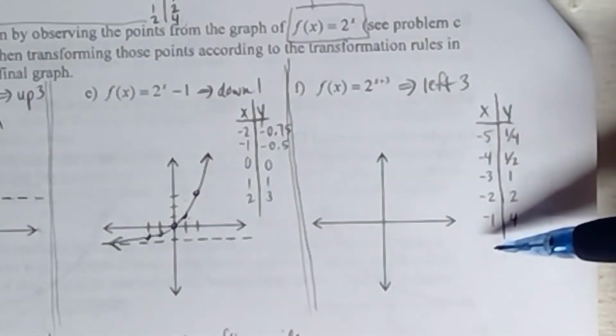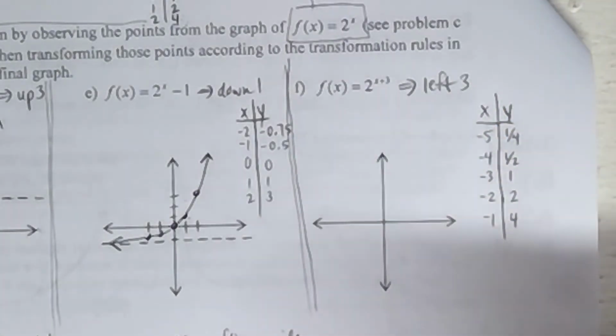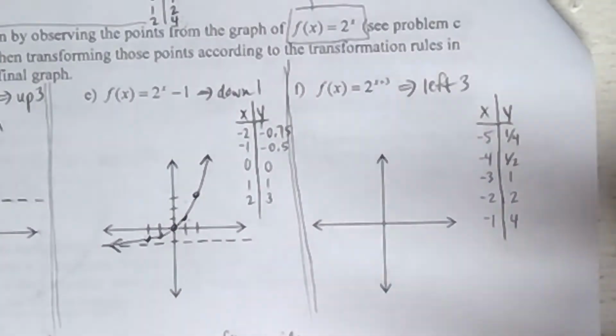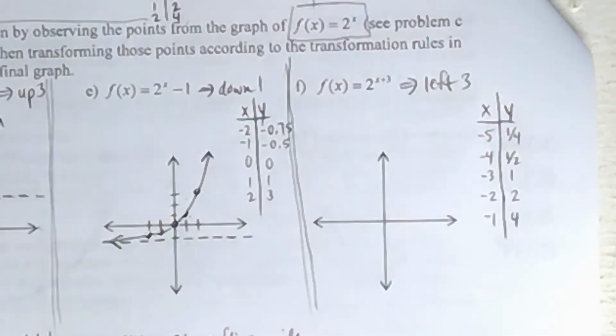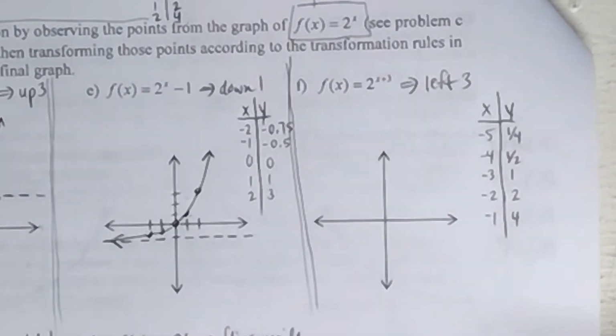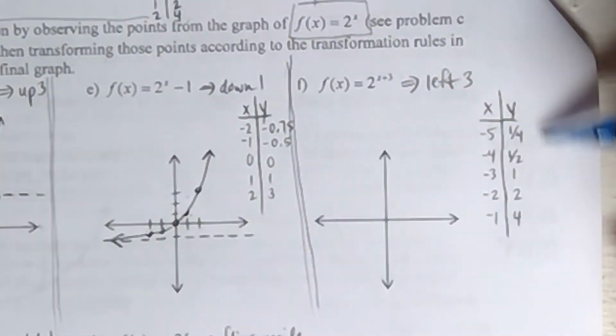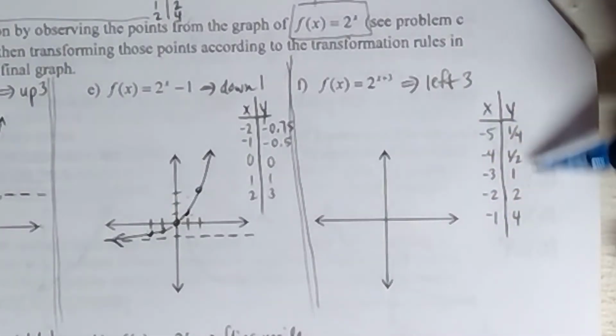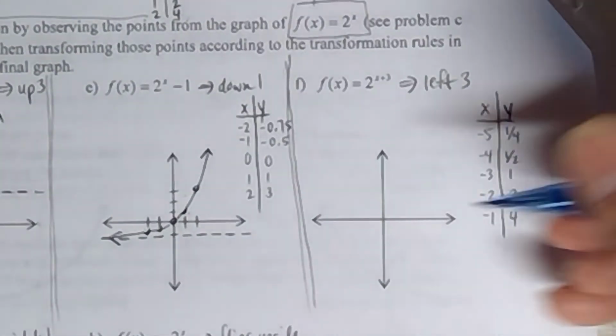You can go ahead and plot these, but you could also just take the original graph on the front side of the worksheet and simply physically move the 3 points to the left by a distance of 3, and it will give you these same 5 points even if you don't actually write down these numbers, okay?